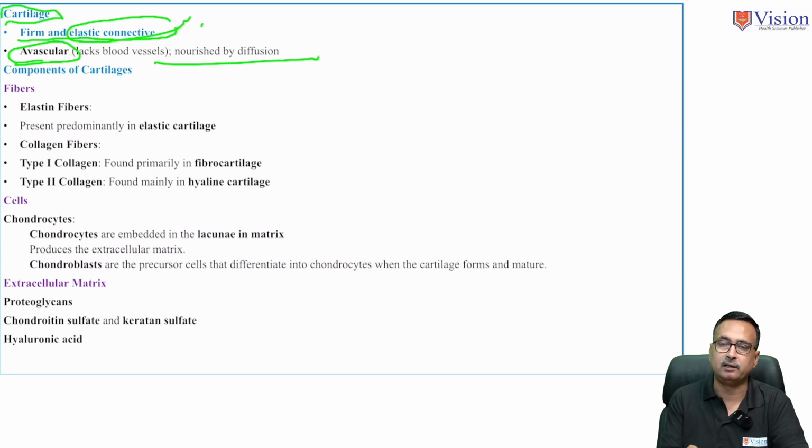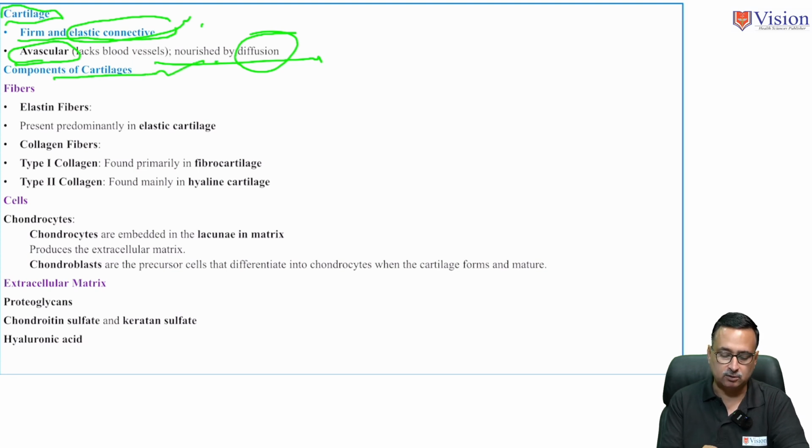Cartilage doesn't have any blood vessels, but the nutrients diffuse inside cartilage from the surrounding tissue. And in a similar way, the waste substances from a cartilage are diffused out into the surrounding tissue. It's by way of diffusion that the cartilage survives. So what are the components of a cartilage?